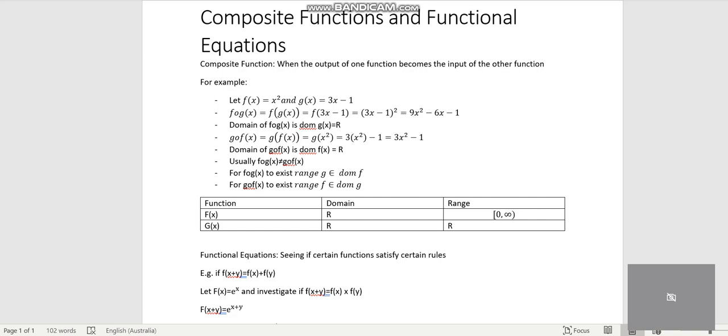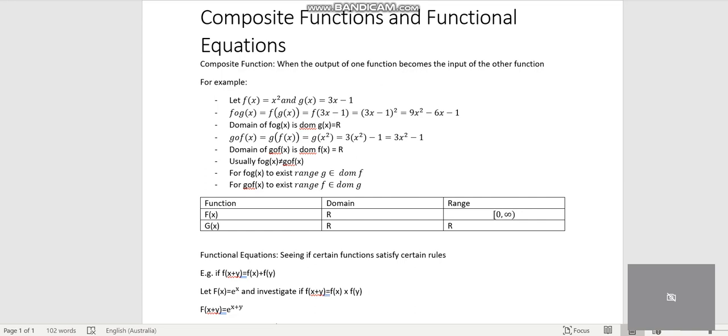A composite function, the best way to put it, is when the output of one function becomes the input of another function. And at first that sounds weird, so just let me explain. Let's say, for example, you have two functions. Here, f of x equals x squared, and g of x is 3x minus 1.